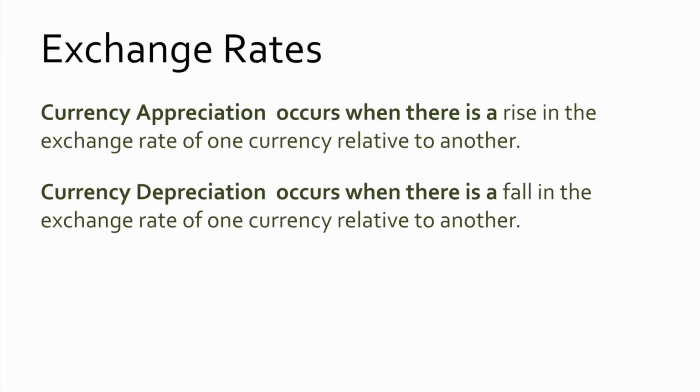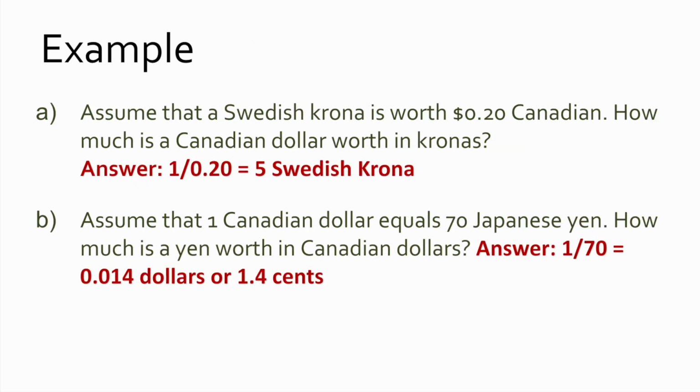So currency appreciation occurs when there's a rise in the exchange rate of one currency relative to another. For example, the Canadian dollar is worth more relative to the United States dollar. Currency depreciation occurs when there's a fall in the exchange rate of one currency relative to another, so it's when the Canadian dollar goes down. And the ultimate question that you would ask is, why does that happen? We're going to look at that in the coming slides. We'll just give an example first.